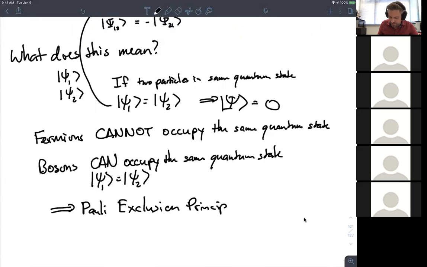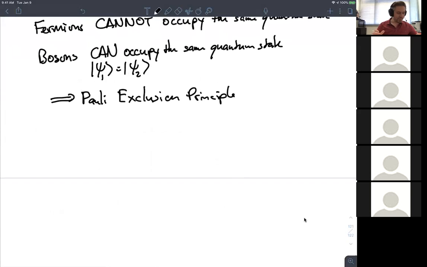Okay, so the Pauli exclusion principle comes from the fact that multiparticle fermion states have to be antisymmetric. Boson multiparticle states have to be symmetric. And again, those things happen as a consequence of causality in quantum field theory. Okay, so what does this mean?